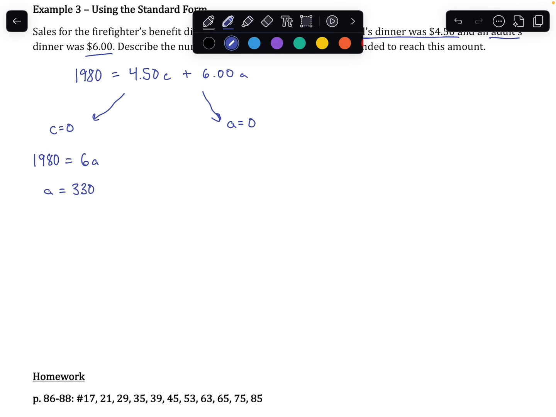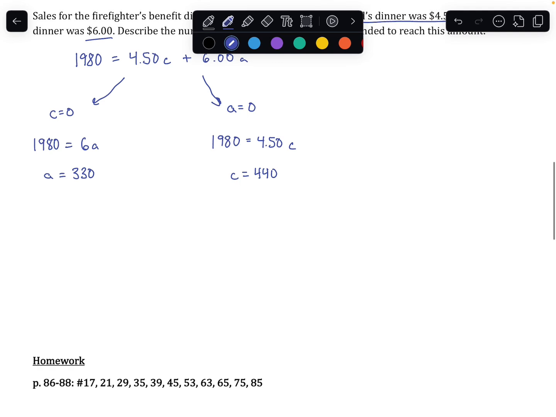And then we have B or C. So we can figure out some 1980. A is 0, so we have 450 C. So C equals 1980 divided by 450, 440. Now what we can do is we can graph this.